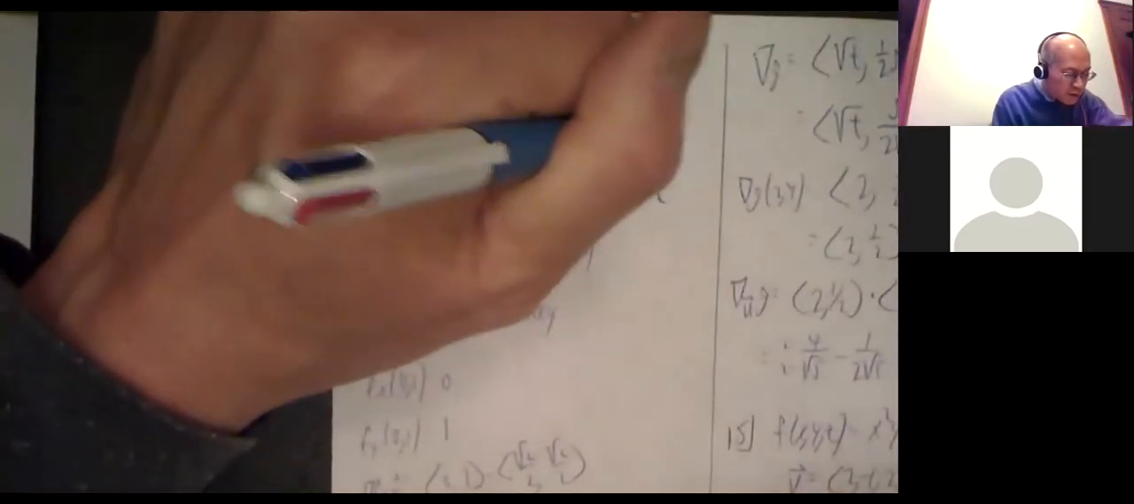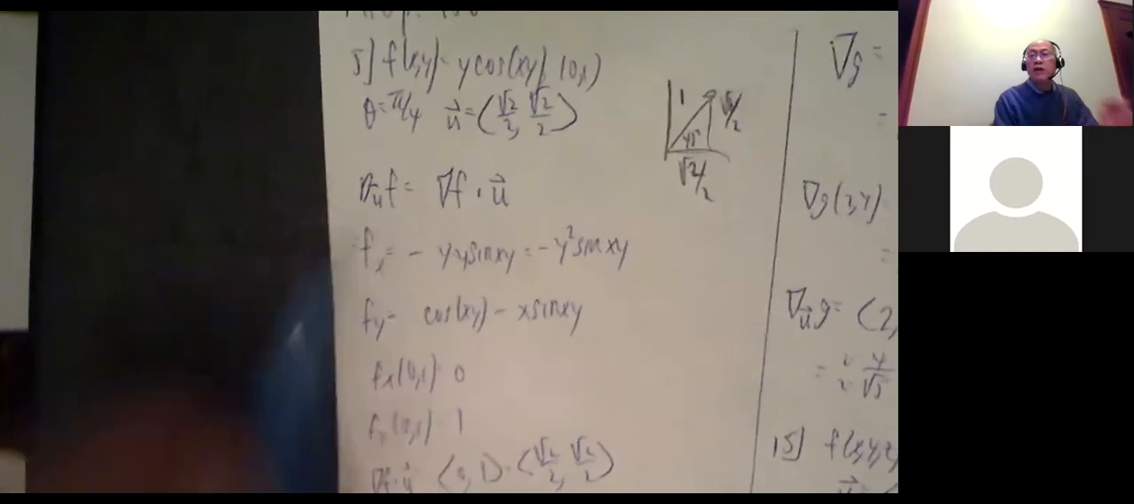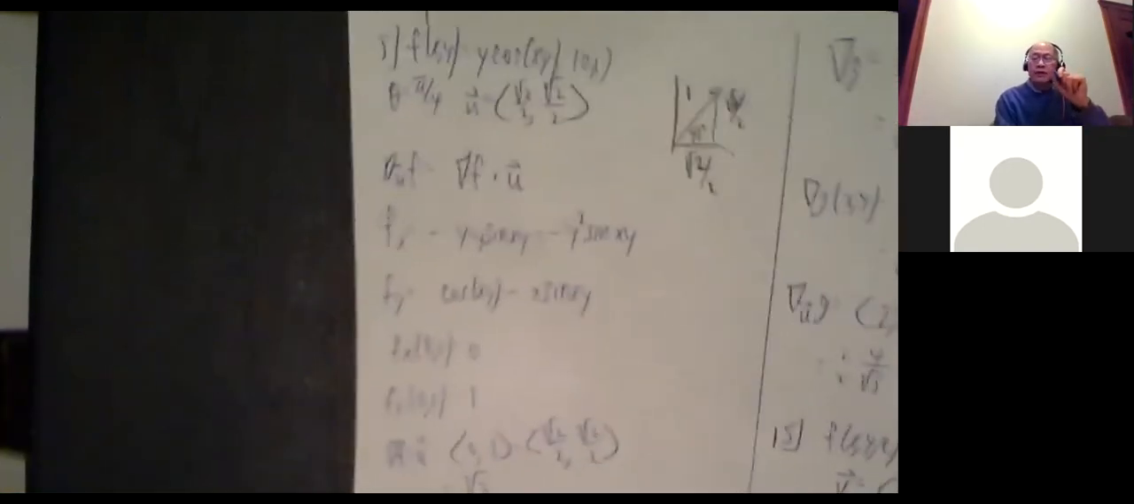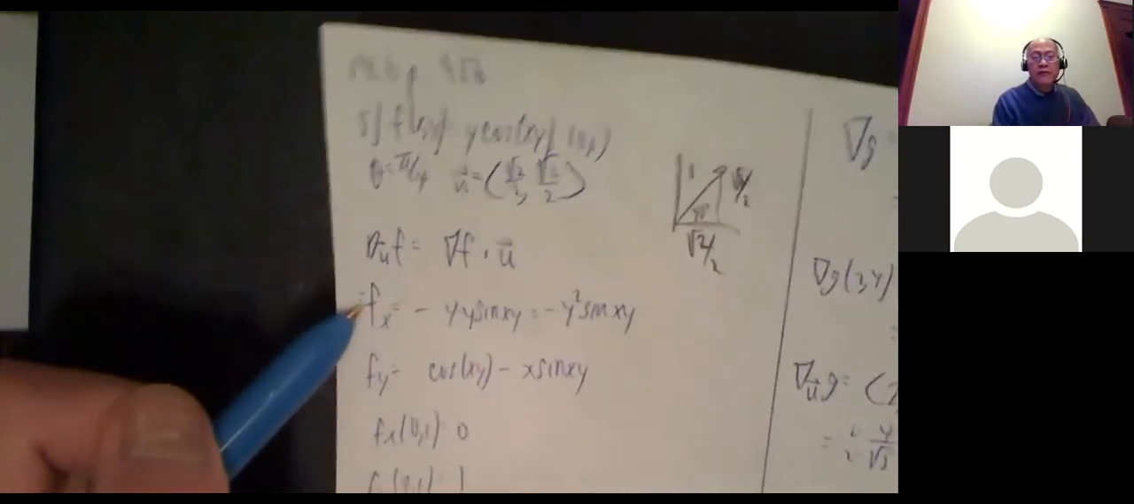Maybe I'll make it look a little bit more like that. Radical 2 over 2. Okay, so D_u of f, the derivative of f in the direction of u, a very specific direction, 45 degrees in standard position. So del f dot u. So del f is fx, fy.